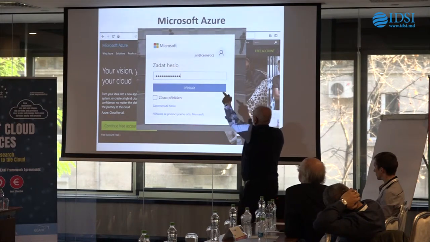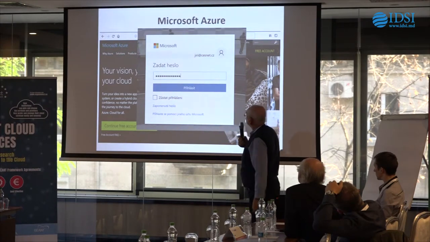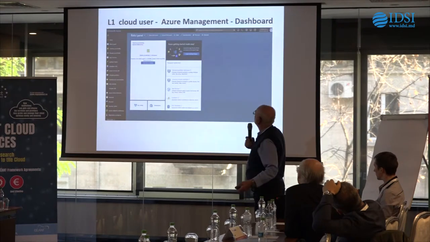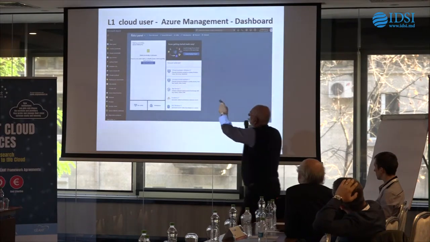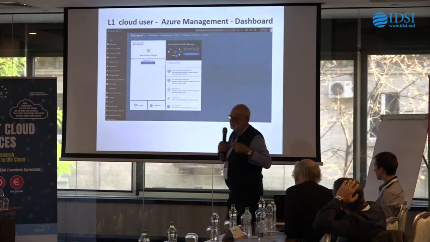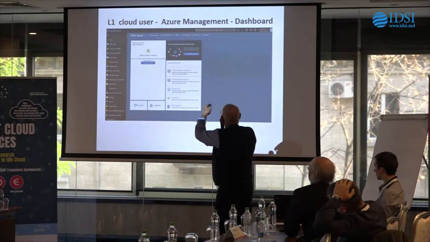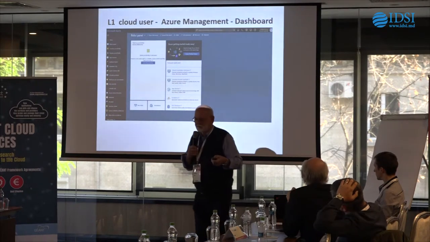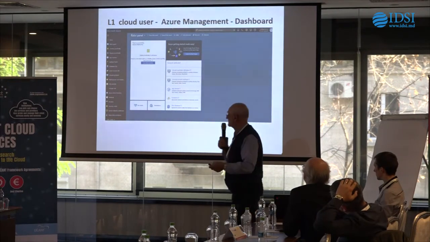You can see my address, email address, the password, okay, and go on. So after that you will get this dashboard. So now I am working as a level one user. That means level one is, according to me, the cloud architect. Okay, so I have the dashboard from which I can create all what I've said. I can create a virtual machine, I can create a virtual network, I can create everything, the user policy and so on.